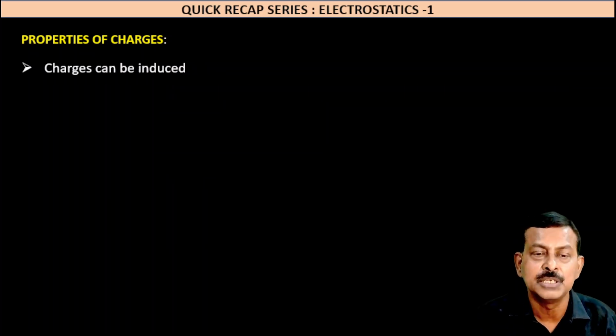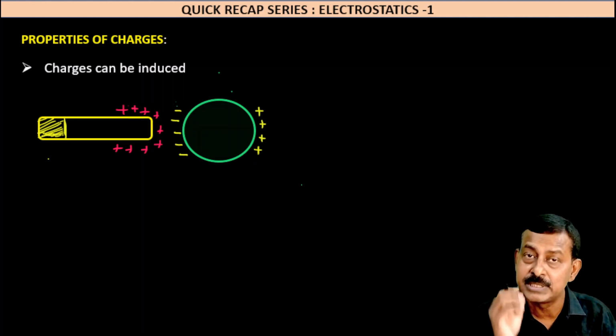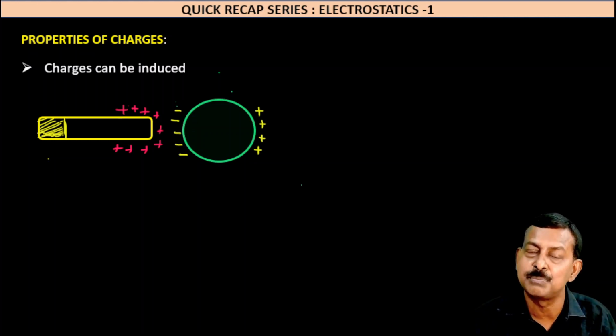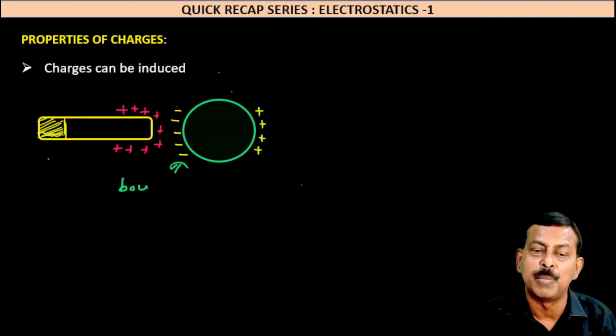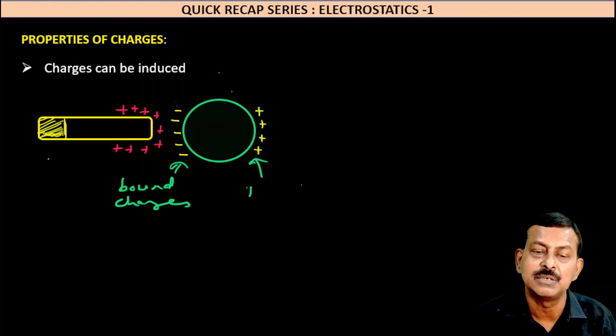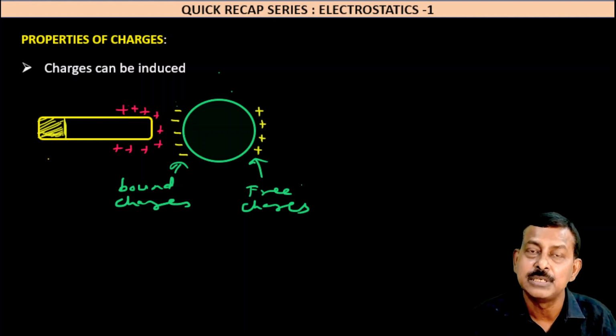Then charges are induced. That we have already discussed: if you have a charged body brought close to a body without touching it, opposite nature of charges will be developed on the nearer end, which are called the bound charges. And we have the same nature of charge developed at the farthest end, which we call the free charge. So this is that the charges can be induced.